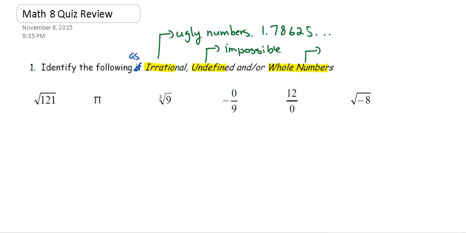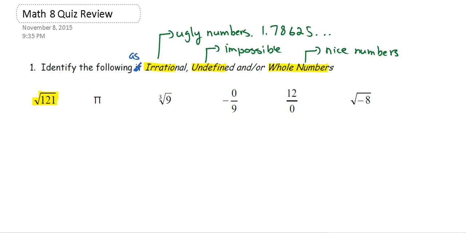And whole numbers, we'll just say that these are the nice numbers. Okay. Alright, so let's take a look at these numbers, and let's just determine if they're irrational, undefined, and/or whole numbers. Starting with the square root of 121.